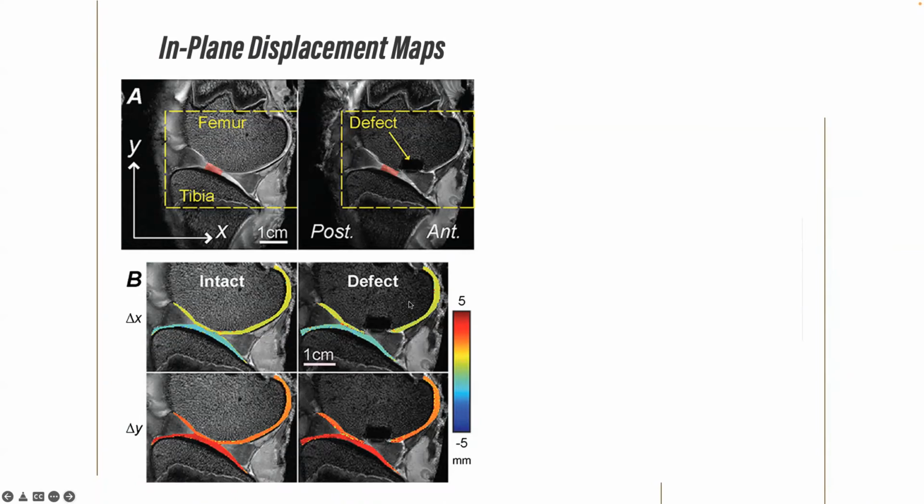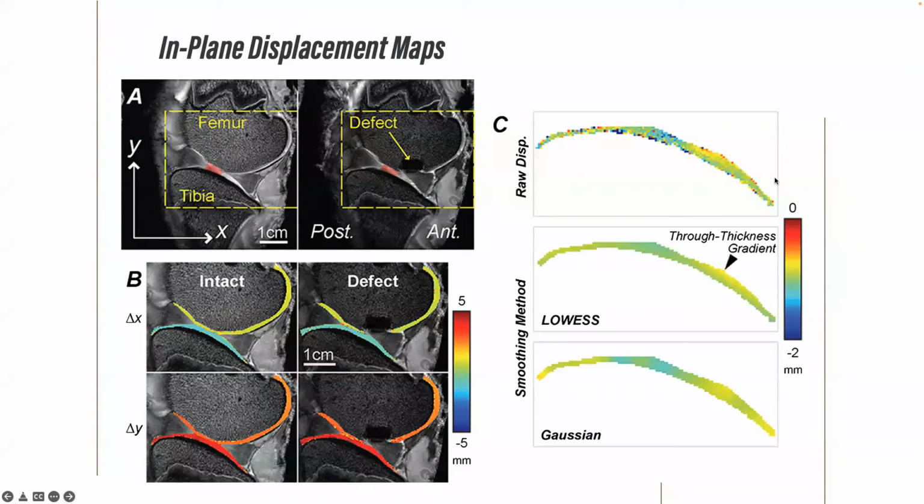And then we did the same thing in the defect. Fortunately, we saw that a lot of the rigid body motion is still constrained by the joint capsule. And so it's very consistent between the intact and the defect. And so we're able to focus in on the strains that actually occur within the cartilage in both the intact and the defect cartilage. And so we did a couple of things before we got to the strains, right?